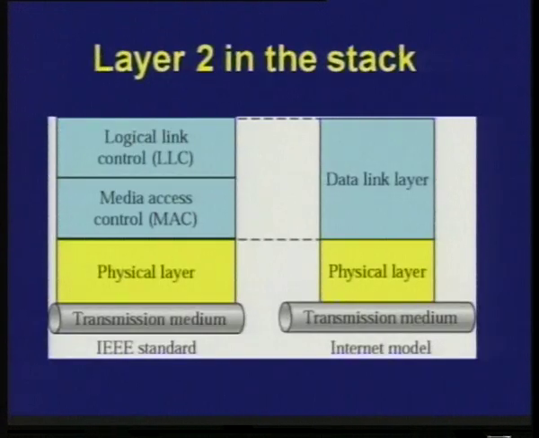Before we look at framing, let us just take a look at where this layer 2 appears in the stack. If you look at the internet model, we know that you have the physical layer and the data link layer appearing right above that. If you look at the same thing from the point of view of the IEEE standard, you have the transmission medium, physical layer, and the data link layer functions are divided into 2 parts: the media access control and the logical link control. So, when you are looking at the data link layer, we will be looking at the function of both the logical link control as well as the media access control. So, let us look at the logical link control first.